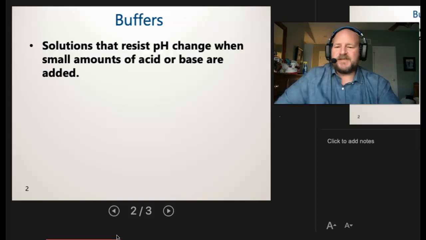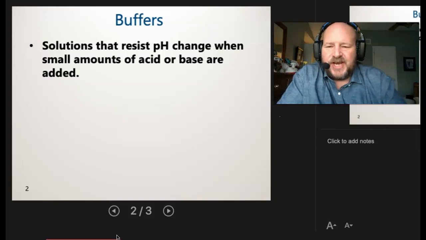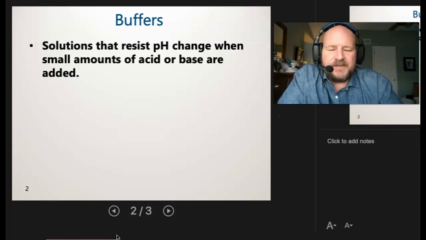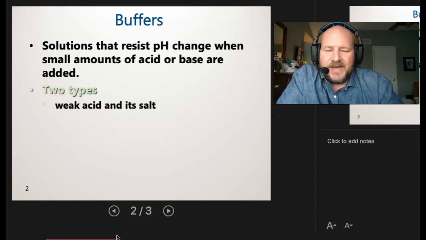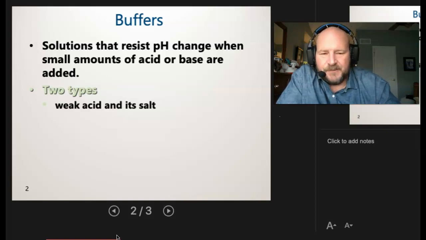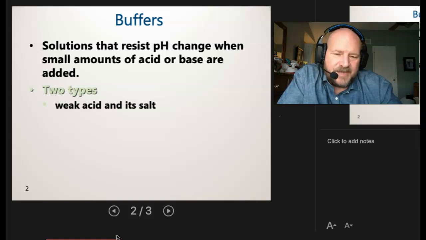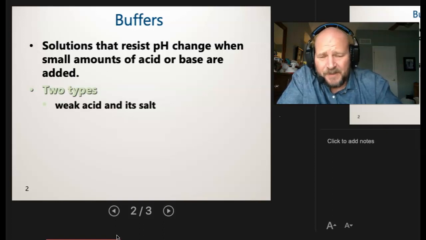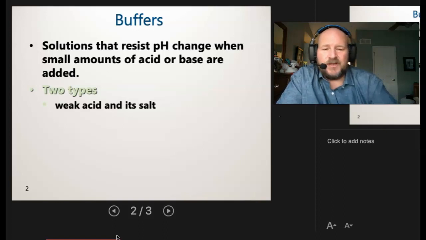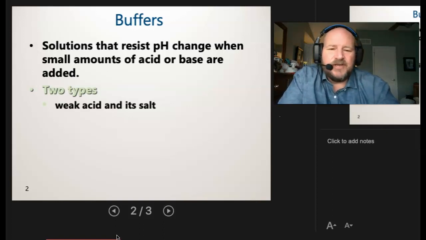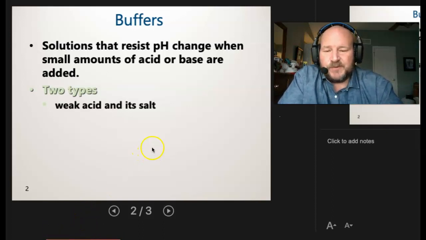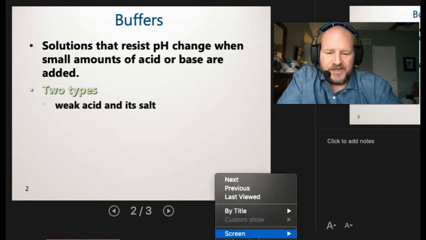A buffer is a solution that will resist pH change when small amounts of acid or base are added to the solution. A buffer is comprised of a weak acid and its salt. That way, when we add acid to it, the salt will help to neutralize the acid. And if we add small amounts of base to it, the acid will react with the base to neutralize that, leaving the pH unchanged in most cases, or just a little bit of a change.